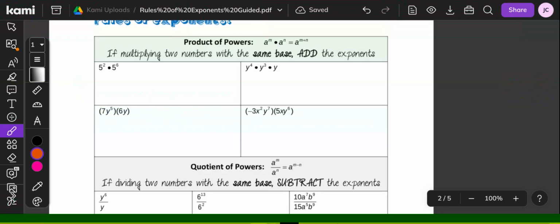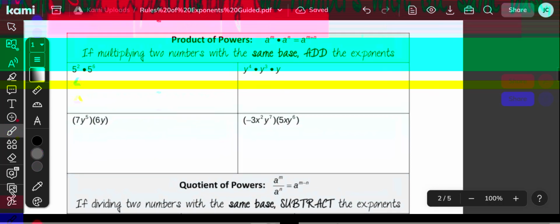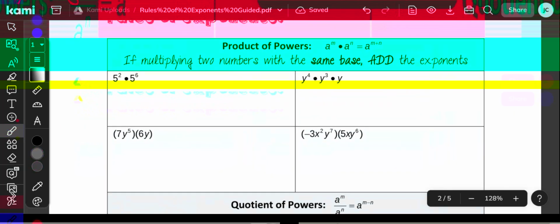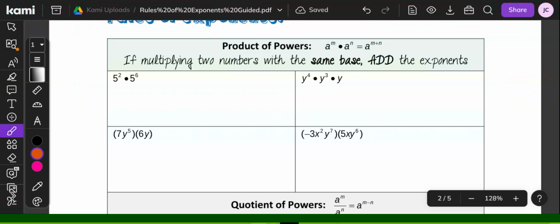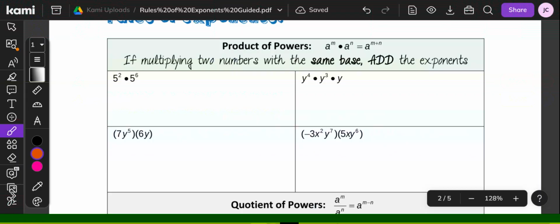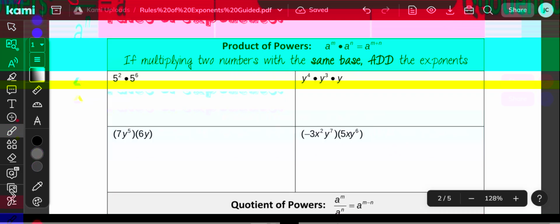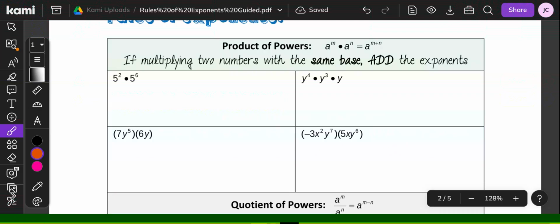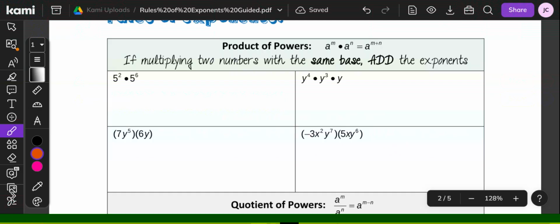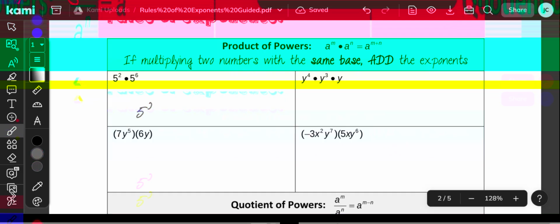So let's look at the product of powers. You can see it right there. a to the m times a to the n equals a to the m plus n. So what are we noticing? We're noticing that we're multiplying two numbers or more with the same base. And when you do that, you add the exponents. So looking at 5 to the second times 5 to the sixth, that's going to be 5 to the 2 plus 6, which is 5 to the 8th.